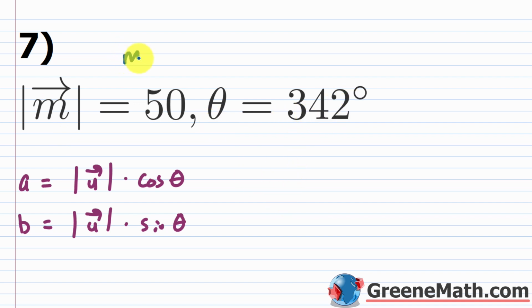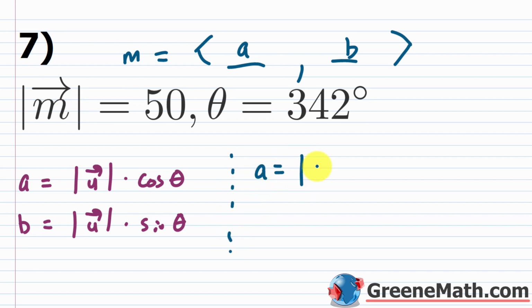So in other words, we would say m is equal to, we're going to have a horizontal component, and then we're going to have a vertical component. So this is a comma b. Okay, so how do we find a? Again, it's the magnitude of the vector you're working with. In this case, it's the magnitude of the vector m times the cosine of theta. So the magnitude of the vector m is going to be 50. Let's just plug that in. And then you want the cosine of 342 degrees.